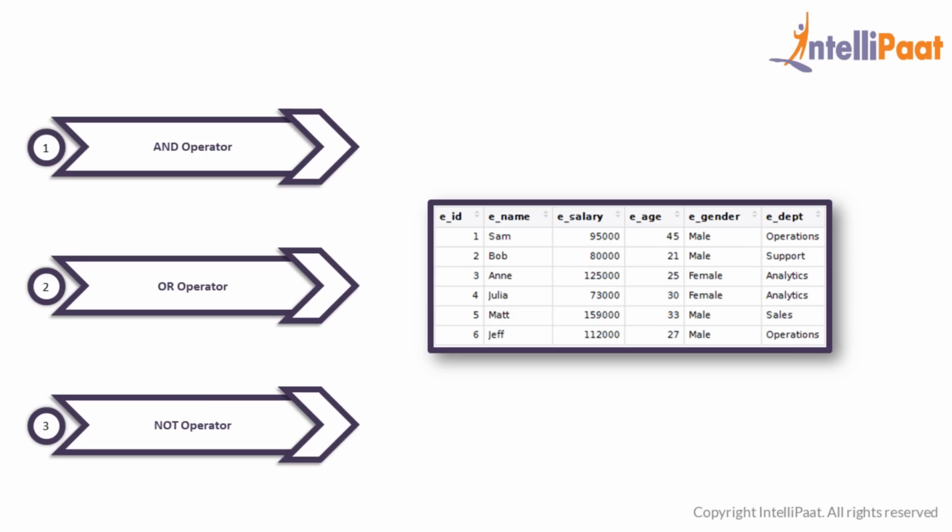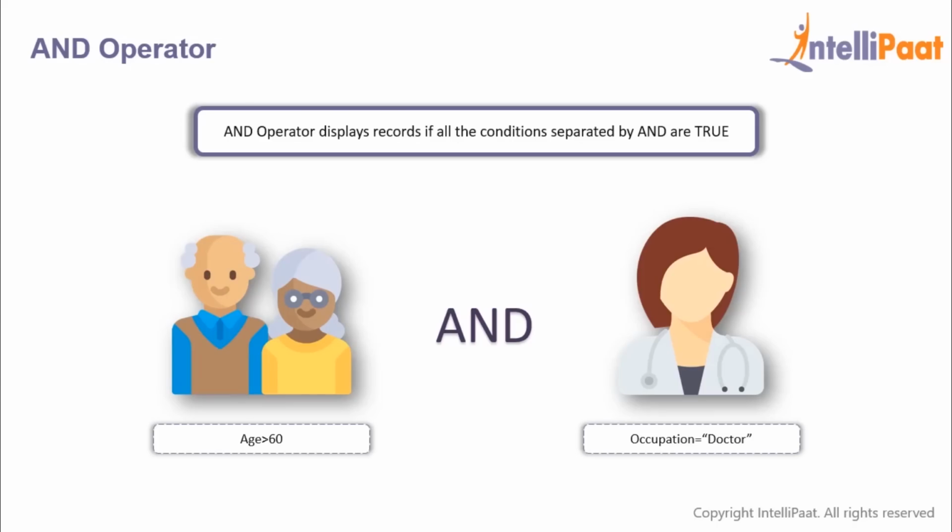Now let's see how to extract records on the basis of multiple conditions using the AND, OR and NOT operators. So we'll start with the AND operator first, then we'll filter records with the OR operator, and finally we'll work with the NOT operator. So with the AND operator, we can basically fetch those records which satisfy all of the conditions separated by AND.